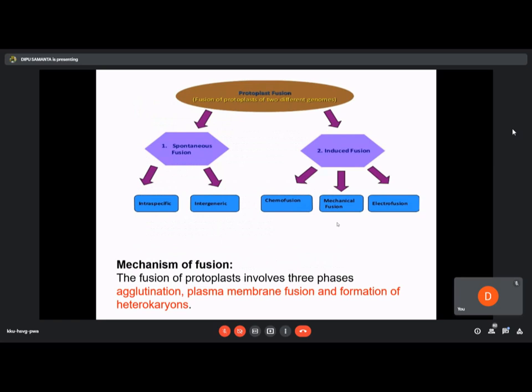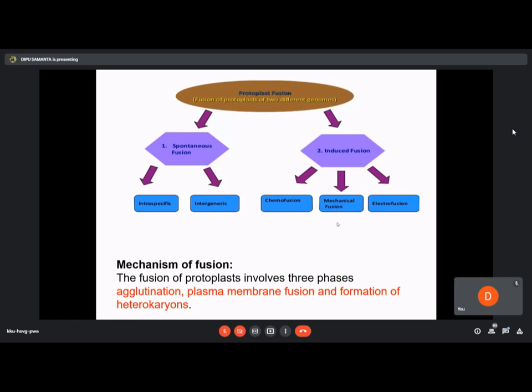Here also spontaneous fusion is there and induced fusion is there. The rate of spontaneous fusion is less, whereas the rate of protoplast fusion in case of induced fusion is very high. So that's why we are using the induced fusion method. Under spontaneous fusion, it may be interspecific or it may be intergeneric. For induced fusion, we can use some chemicals, that is chemofusion. We can use some mechanical fusion method, or we can follow the electrofusion method.